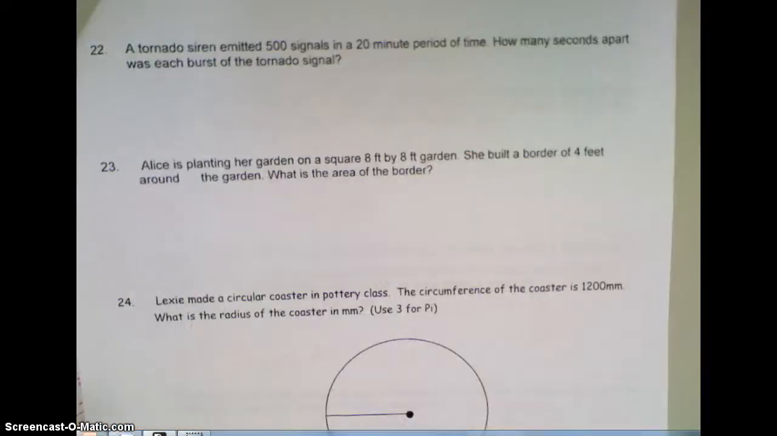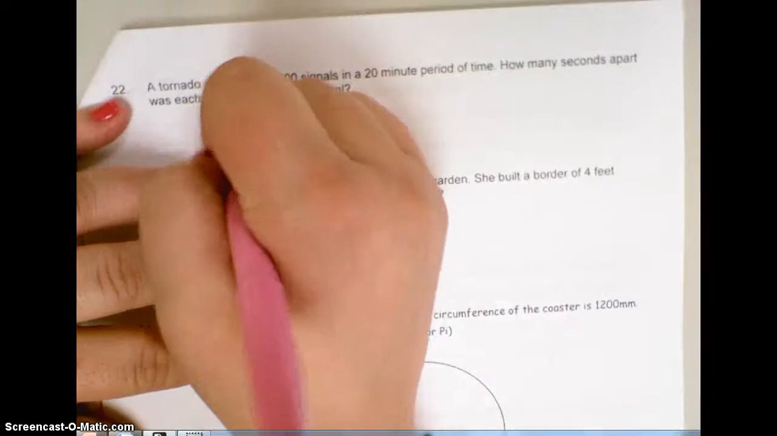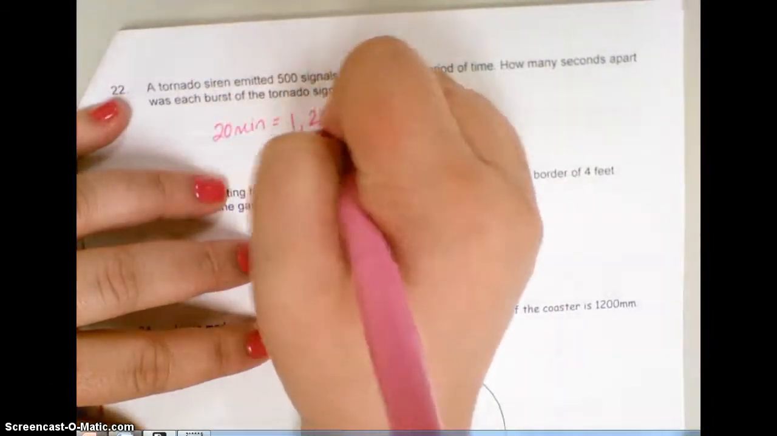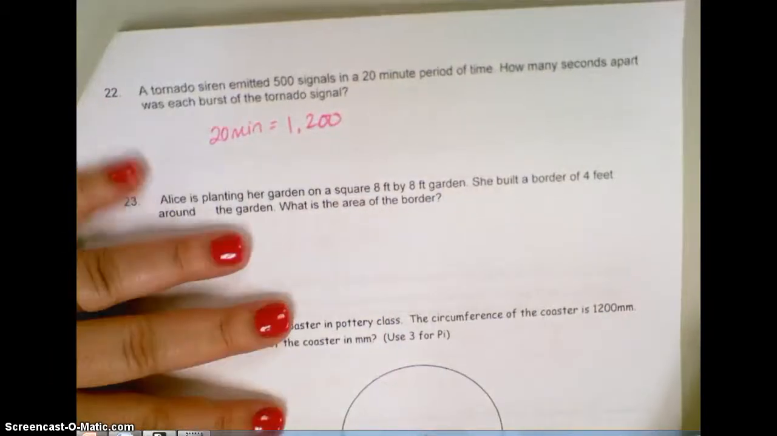A tornado siren emitted 500 signals in a 20-minute period of time. How many seconds apart was each burst of the tornado signal? Okay, how do we solve this? What do we need to do? Matt? Okay, so what did you get? 20 minutes equals how many seconds? 1,200 seconds. Okay, and then what did you do?